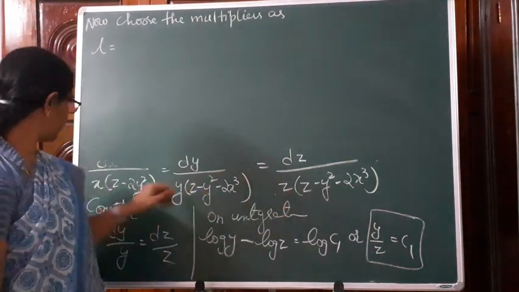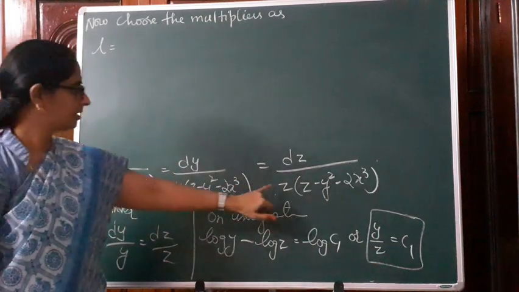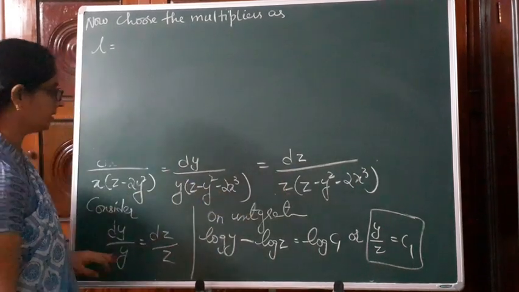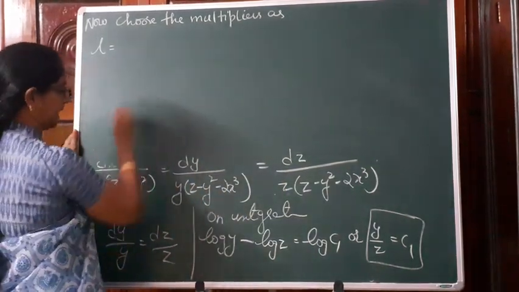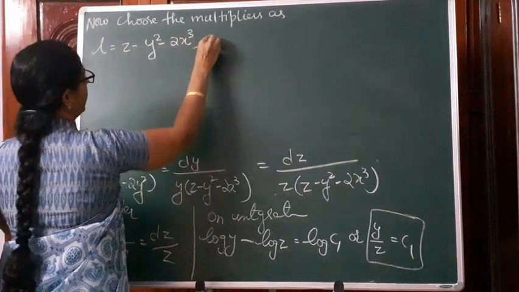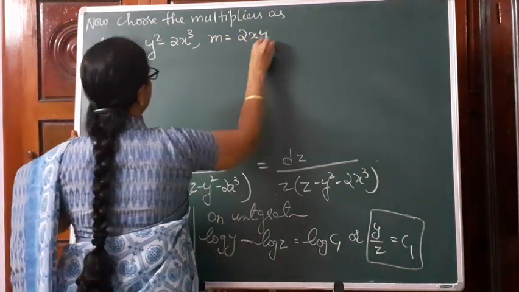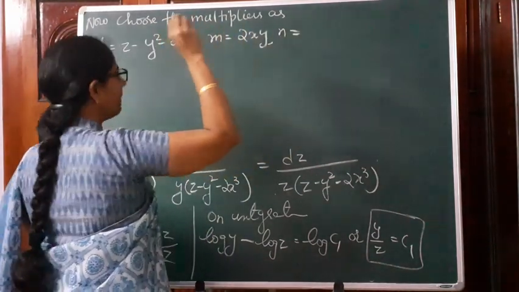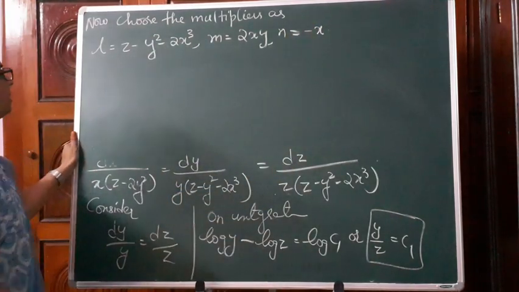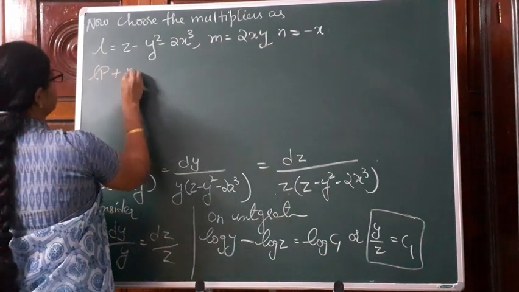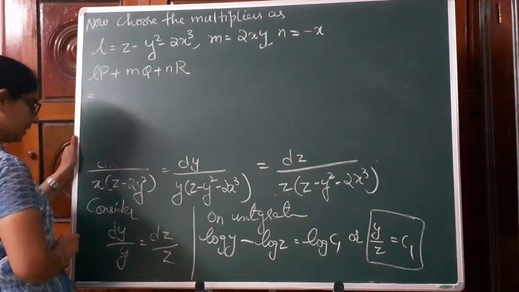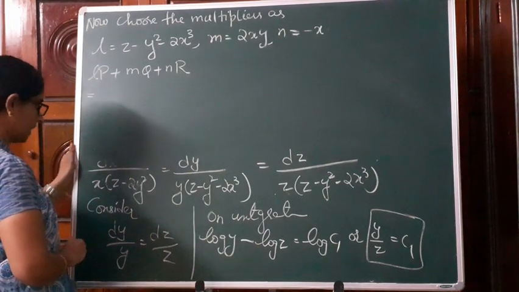It is minus, we have xz here. So if we multiply with minus x here, we can simplify. So I take L as z minus y square minus 2x cube, M as 2xy and N as minus x. Let us see whether we get LP plus MQ plus NR as 0 or not. What is LP plus MQ plus NR? Do we get 0? Okay, let us see.